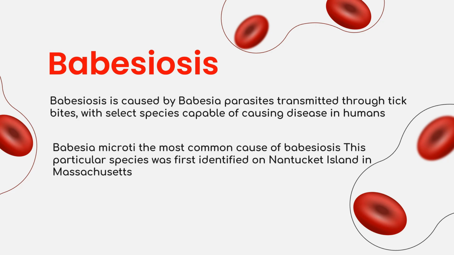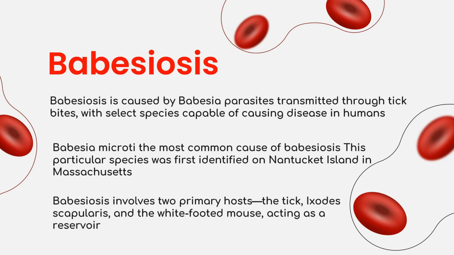In the United States, the most common cause of babesiosis is Babesia microti. This particular species was first identified on Nantucket Island in Massachusetts during the late 1960s and early 1970s. The disease cycle of Babesia microti occurs within two primary hosts, the tick, Ixodes scapularis, and the white-footed mouse, which acts as a reservoir. The sexual cycle of the parasite takes place within the tick, while the asexual cycle primarily occurs in the white-footed mouse.